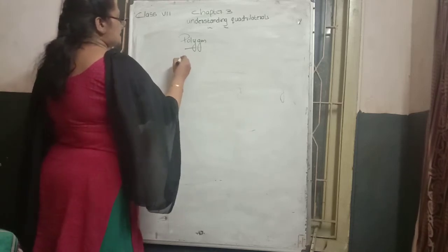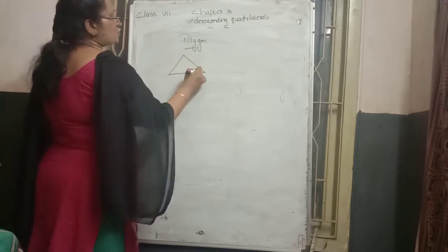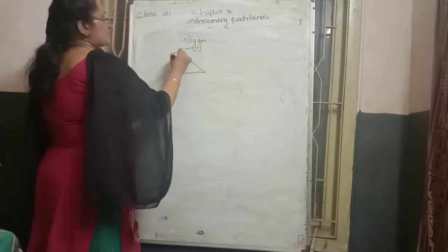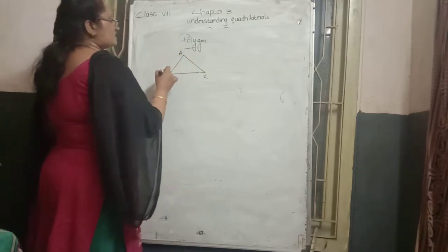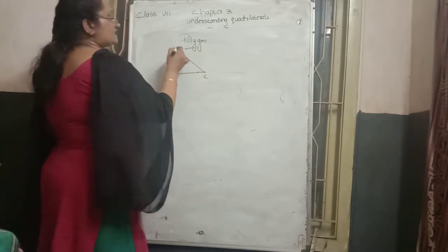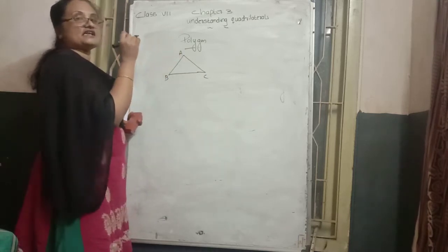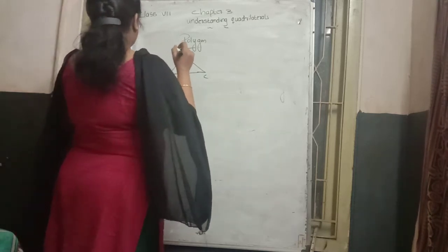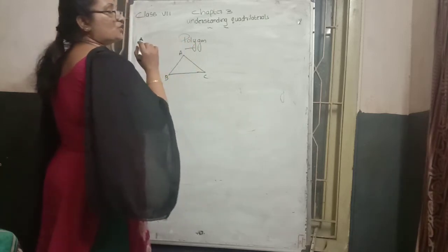For example, see, a triangle is a polygon shape. Here they are joined by straight lines. In triangle ABC, AB is a straight line, BC is also a line, and AC is also a line segment only. That's why when we join using line segments, we get a polygon shape.